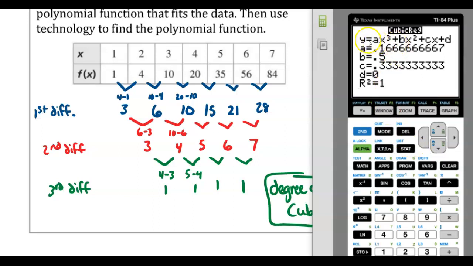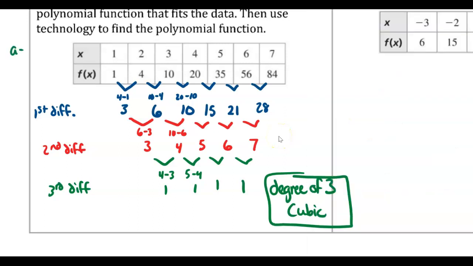And here's your line. Notice it gives you the format. The A value is 0.16 repeating, right? The B value is 0.5 and the C value is 0.3 repeating. I'm just going to jot those down real quick. So A was 0.16 repeating, just the 6 is repeating.